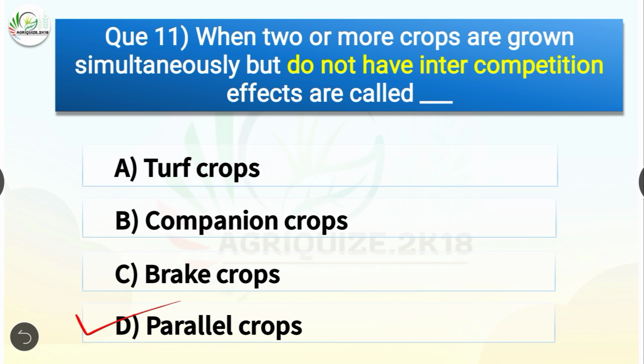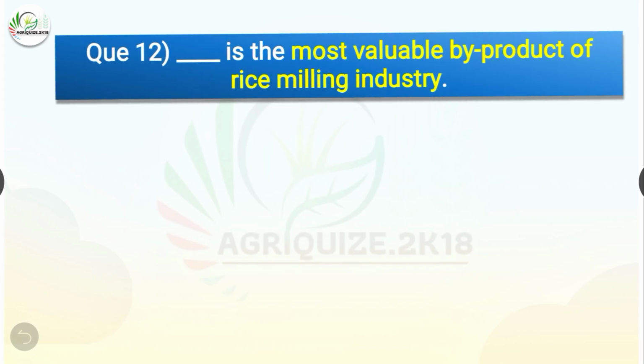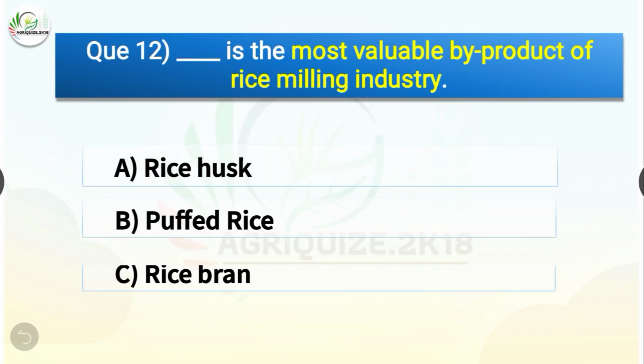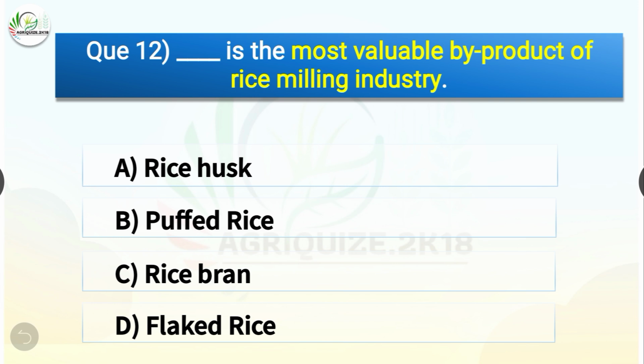The example of parallel cropping is wheat plus mustard. Question number 12. Dash is the most valuable byproduct of rice milling industry. The options are rice husk, puffed rice, rice bran or flaked rice. The correct answer is option C, rice bran. So rice bran is the most valuable byproduct of rice milling industry.